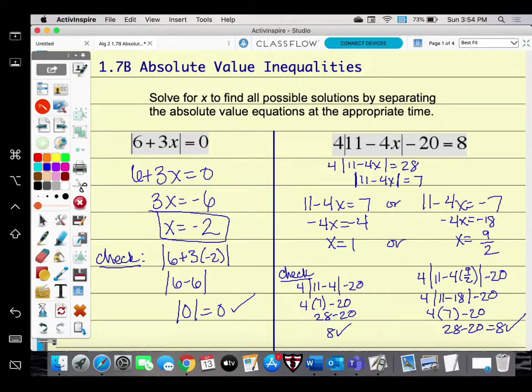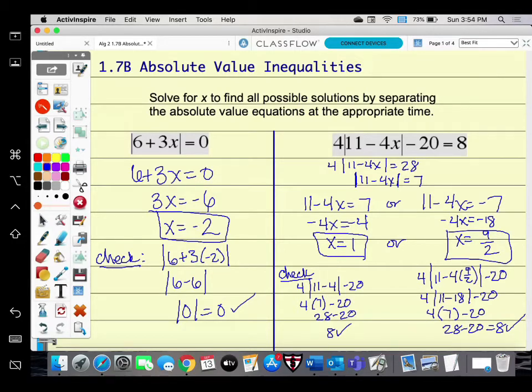Here are my answers. Notice this first one, when it equals 0, positive 0, negative 0 don't make much sense, so we have just the one solution, and it checked out. And that second one, I had to add the 20 and divide by 4 before I could separate, and I got two answers right there. Hope you got the same ones.